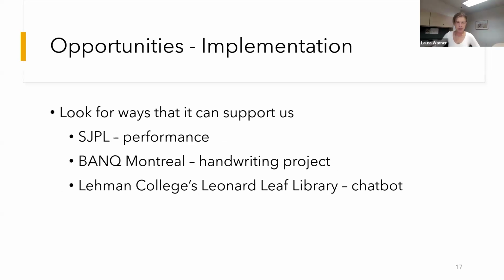Look at what other libraries are doing that are kind of interesting. San Jose was doing some AI implementation to measure their performance. I was at Banque in Montreal, their public library, and there is a pavilion set up, and the students there were working with an AI bot.